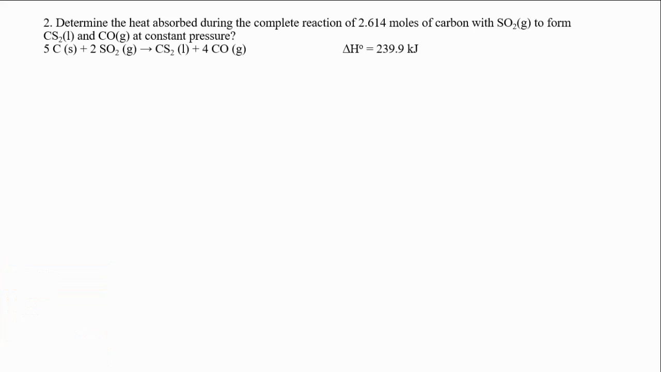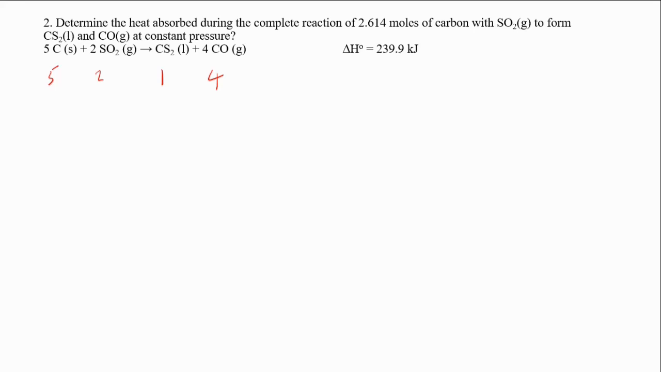Let's get a writing device. So the ratio, let's just put the ratio down, is 5 to 2 to 1 to 4. Now, let's read the question. It says, determine the heat absorbed during the complete reaction of 2.614 moles of carbon with sulfur dioxide to form carbon disulfide, which is a liquid, and carbon monoxide at constant pressure. Okay, all right.